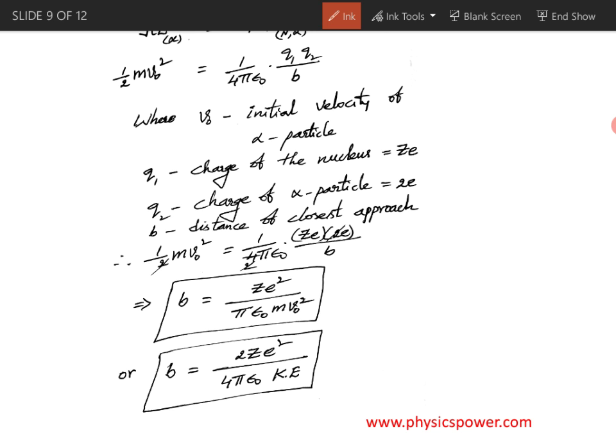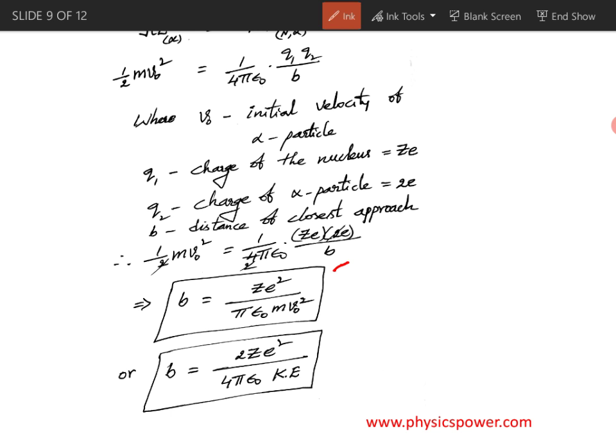If you substitute both, then the distance of closest approach equals Ze square by 4 pi epsilon naught into m v naught square. Here if you substitute both, Ze into 2e, the 2 divides for 2 times, and the denominator 2 on the right side gets cancelled. Then if you shift this b towards the left side and keep all remaining terms on the right side, then b equals Ze square by pi epsilon naught m v naught square.